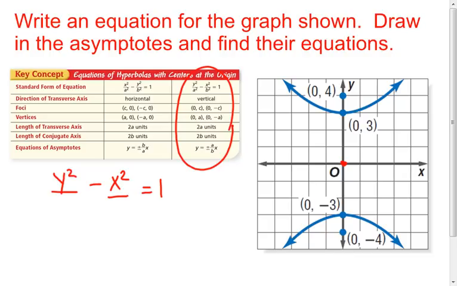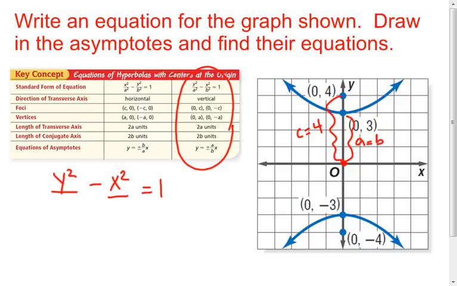Okay? Again, a is always the distance along the transverse axis, the distance from your center to your vertex of your hyperbolas. Okay, so my a in this case will be this distance right here. So my a is 3. Okay, and then what I know is I know that my c is this distance right here. So I know that my c is 4. What I don't know is my b, okay? But I do know that I can use Pythagorean theorem and I know that I can do a squared plus b squared equals c squared.